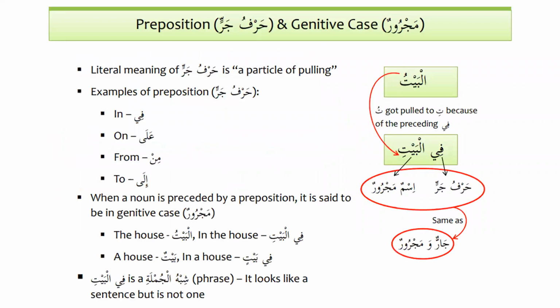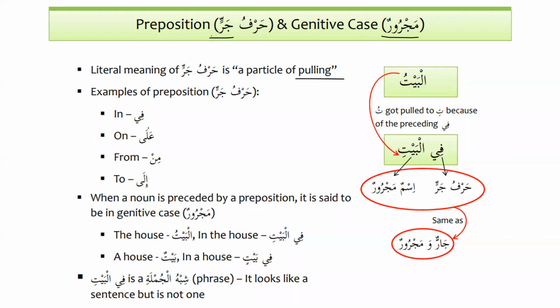Back to our point number 1. Point number 1, as I told you, is that we are going to learn about prepositional phrase, and preposition is called harfu jarrin. What is it called? Harfu jarrin. And the complete construction or the noun that comes after that is called majrurun. What do we call it? Majrurun. Let's look at the meaning. Literal meaning of harfu jarrin is a particle of pulling or dragging, when you're pulling something or dragging something. Okay, so that is called harf jar.